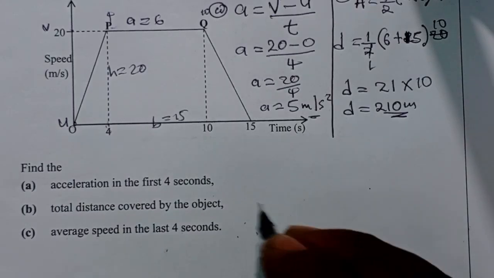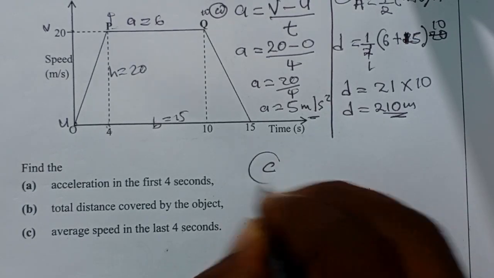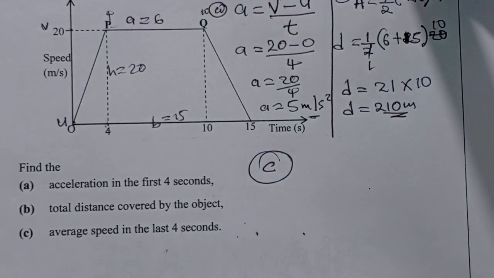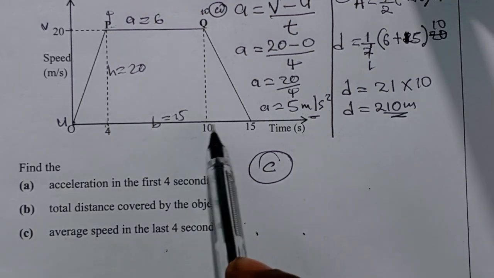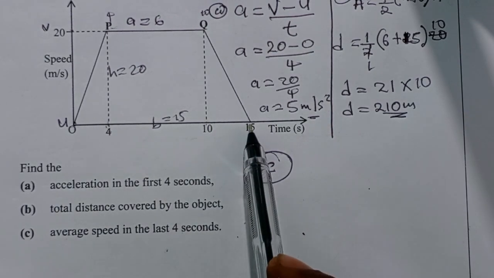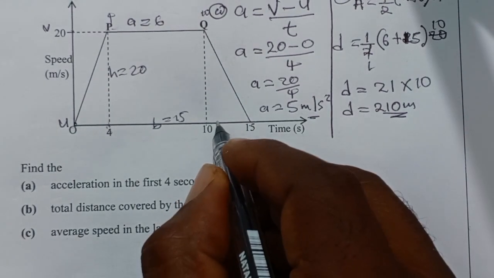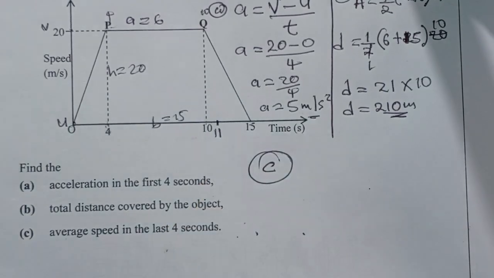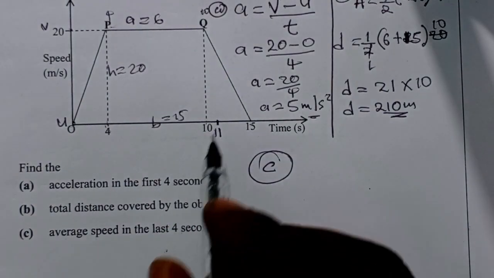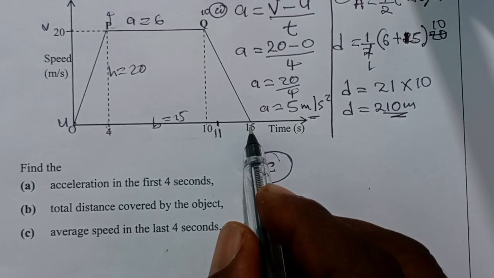Part C, find the average speed in the last 4 seconds. What a wonderful question. Now we have the last part of the journey, which is the last 5 seconds, but now they want the last 4. The last 4 simply means that 11 is here, so the last 4 starts from 11 to 15.